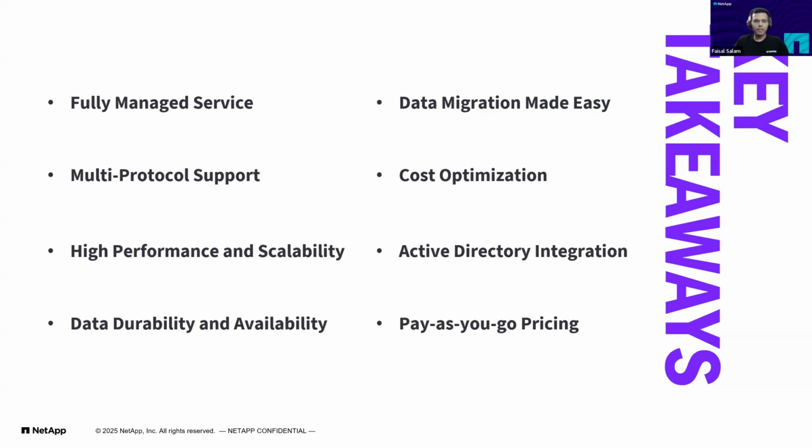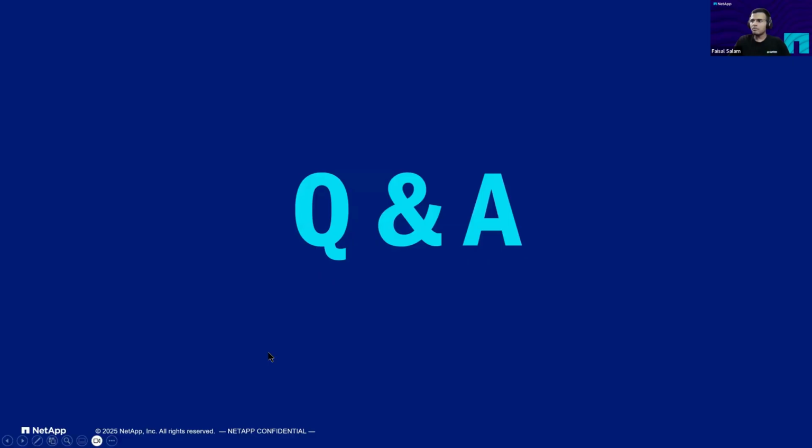Cost optimization, mainly because of the thin provisioning, deduplication, and compression that's available out of the box with ONTAP. It integrates nicely with Active Directory, and it's got pay-as-you-go pricing. It's not hourly pricing like we have for some of the other AWS services. So for example, if you're provisioning a file system of 1 terabyte, you're going to be charged for that 1 terabyte, regardless of the time that you're going to be using it, right? So that was a bit about the takeaways. That's all I really had. So I'll open it up for Q&A at this point.